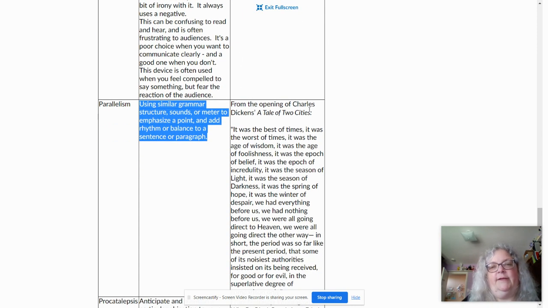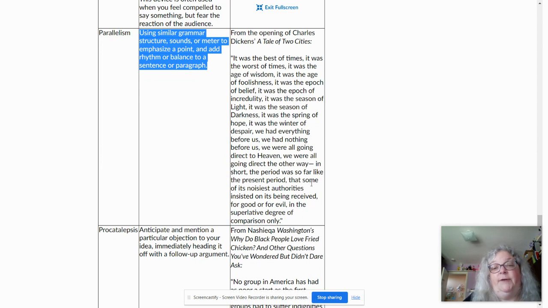Here's an example of parallelism from Charles Dickens' A Tale of Two Cities. It was the best of times, it was the worst of times. It was the age of wisdom, it was the age of foolishness. It was the epoch of belief, it was the epoch of incredulity. It was the season of light, it was the season of darkness. It was the spring of hope, it was the winter of despair. We had everything before us, we had nothing before us. We were all going direct to heaven, we were all going direct the other way. In short, the period was so far like the present period that some of its noisiest authorities insisted on its being received for good or evil in the superlative degree of comparison only.